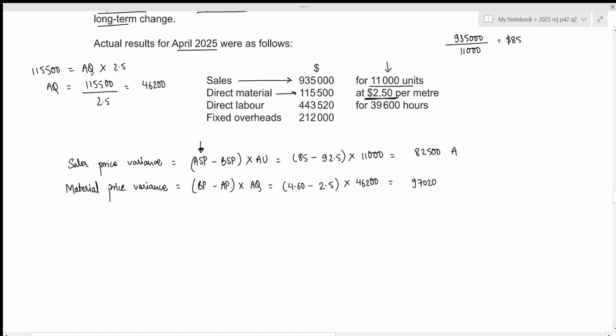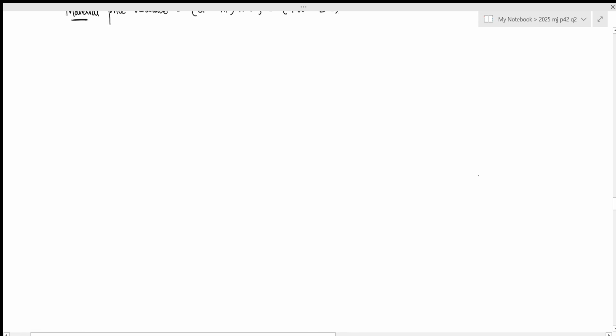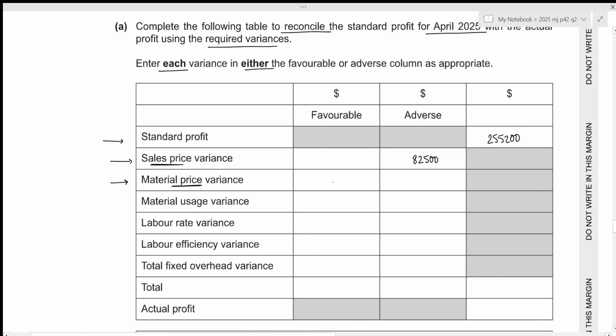So in this case, it is positive because the budgeted price is higher than the actual price. And we're talking about material in this case, which is our cost. So the actual cost is lower, which results in a favorable condition for our business because we want to minimize our cost so that the profit will be higher. So we need to include 97,020 in our favorable column.